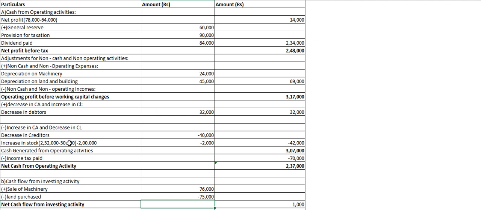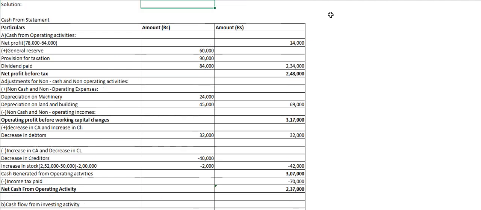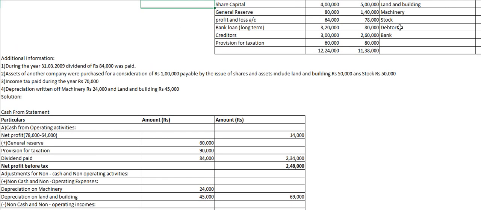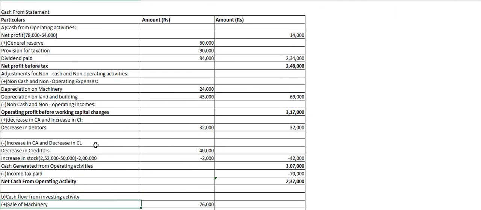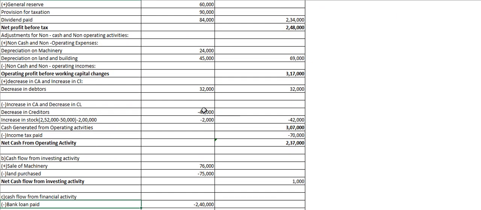Now what you will do is add the decrease in current assets and the increase in current liabilities. None of the current liabilities has increased; there is only a decrease in current assets, which is debtors. If you see debtors, it has decreased, so you will add it. Decrease in current asset is 32,000. Now you will minus the increase in current assets and decrease in current liabilities. Your creditors have decreased by 40,000.